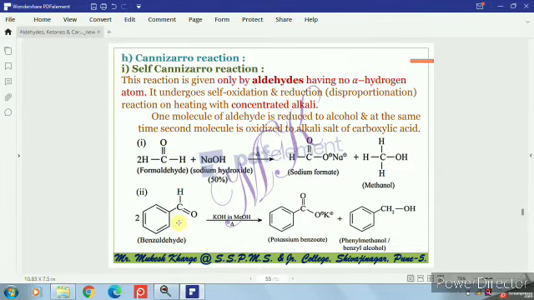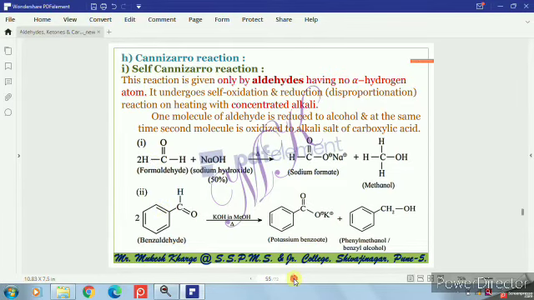We take another aldehyde, the aromatic aldehyde benzaldehyde, and react with KOH, which is also a strong base. This benzaldehyde undergoes oxidation to give potassium benzoate, and it undergoes reduction, so CH=O gets converted to CH2OH. So it is benzyl alcohol. So it is a self oxidation reduction. So this is about the self Cannizzaro reaction, in which only one compound undergoes both oxidation and reduction.